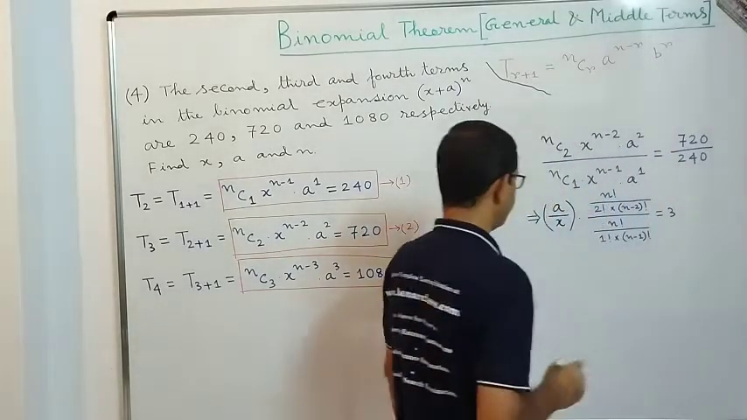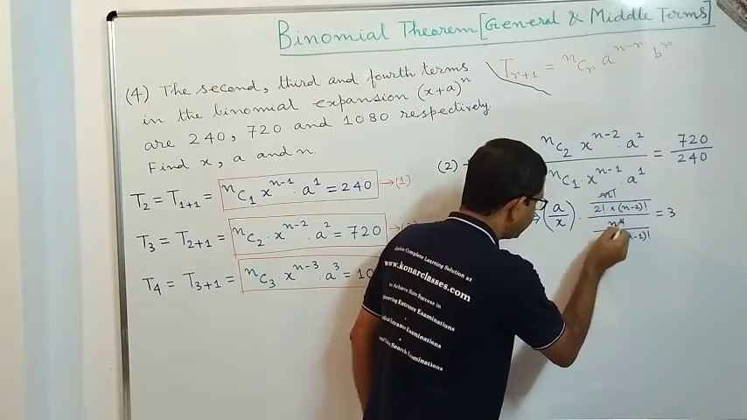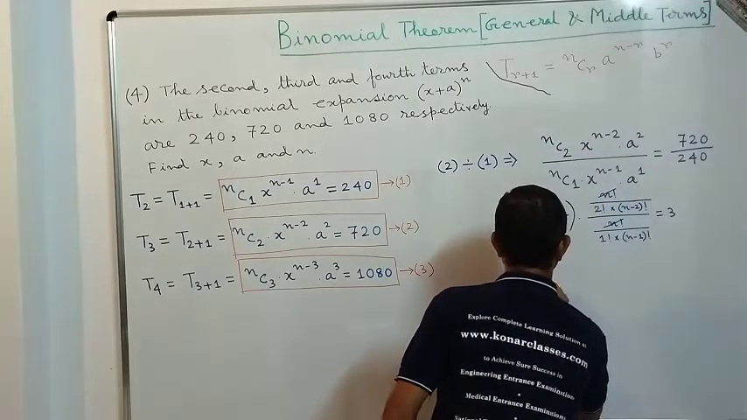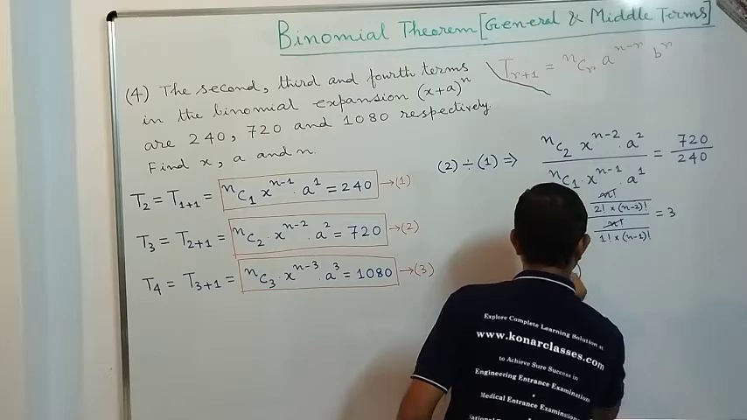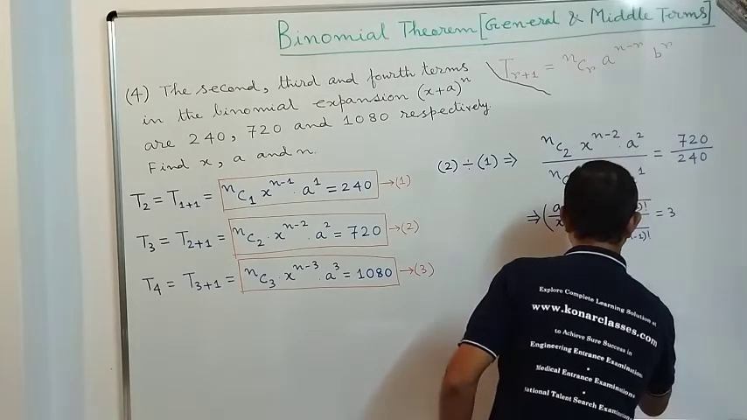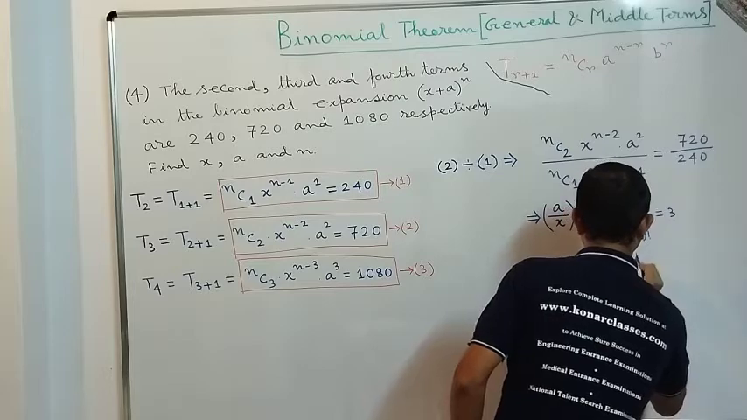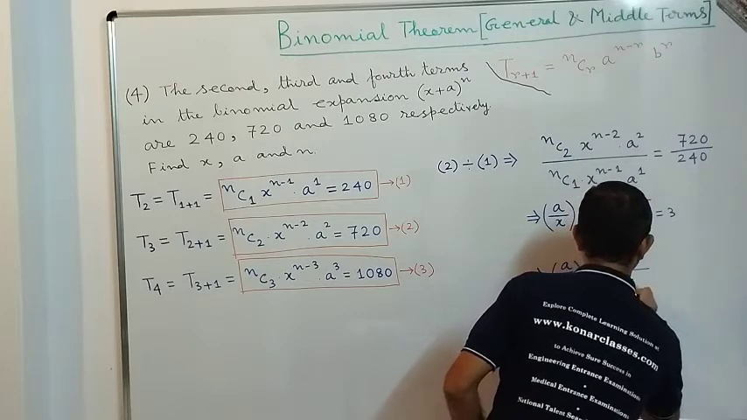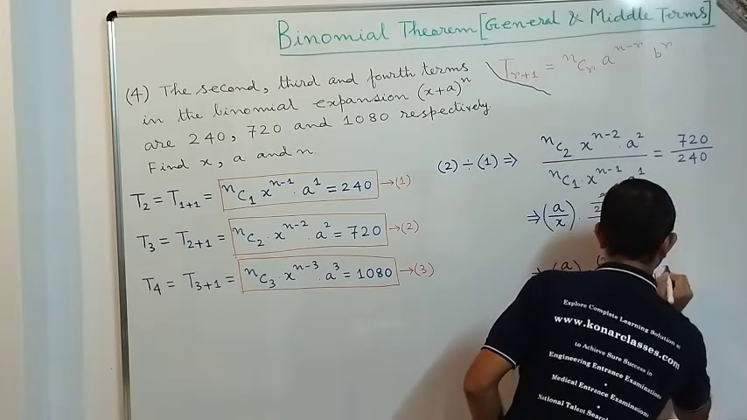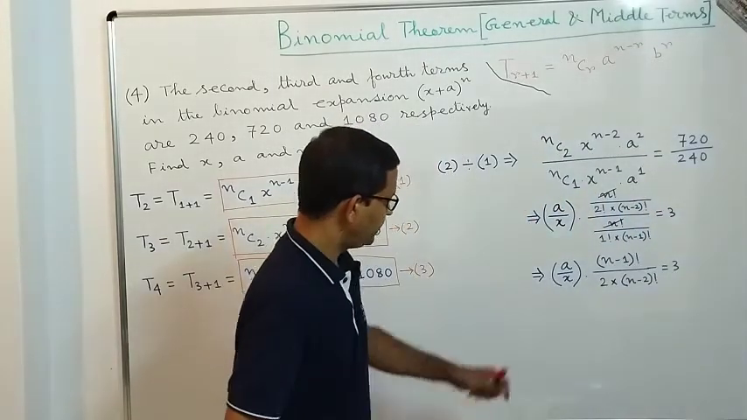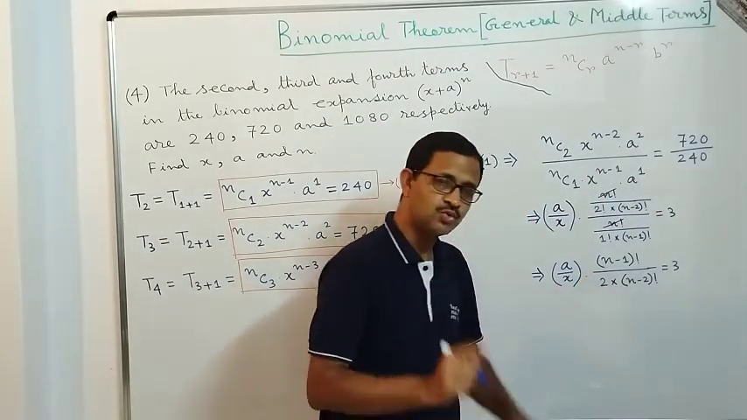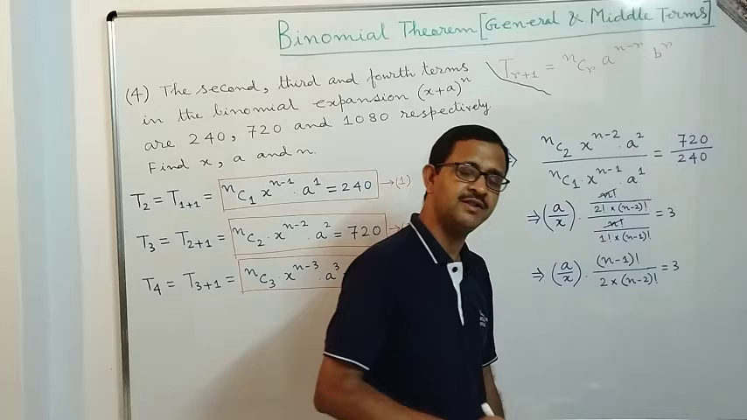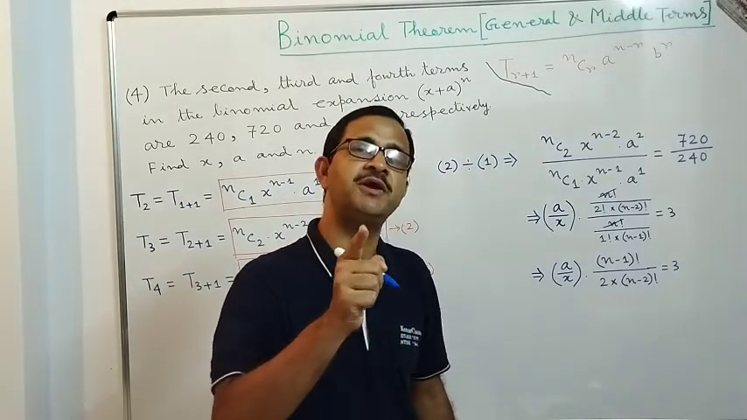So you get 3. Now we see that n factorial and n factorial got cancelled. So in the numerator we will get n minus 1 factorial. So from here we get a by x into, in the numerator, n minus 1 factorial, and in the denominator 2 factorial, which is 2 into n minus 2 factorial. Correct, dear students? So that is equal to 3. Now between n minus 1 and n minus 2, which one is larger? n minus 1 is larger, so we should write n minus 1 factorial is equal to n minus 1 into n minus 2 factorial.